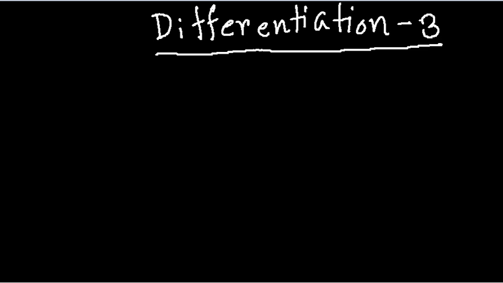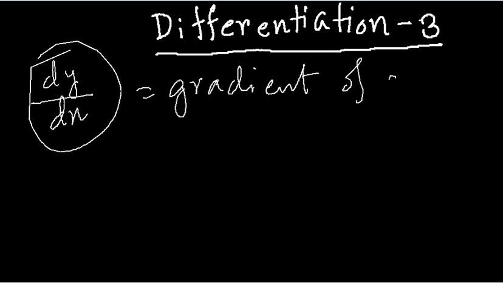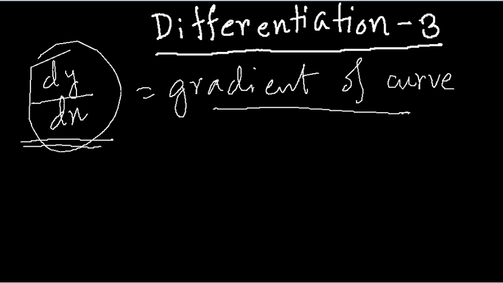We were discussing differentiation. This is our new class. Previously we discussed differentiation and the value of dy by dx. dy by dx is referred to as the gradient of a graph or curve. So when we differentiate any graph, curve or equation, we get the gradient of the tangent of the curve at a certain point.